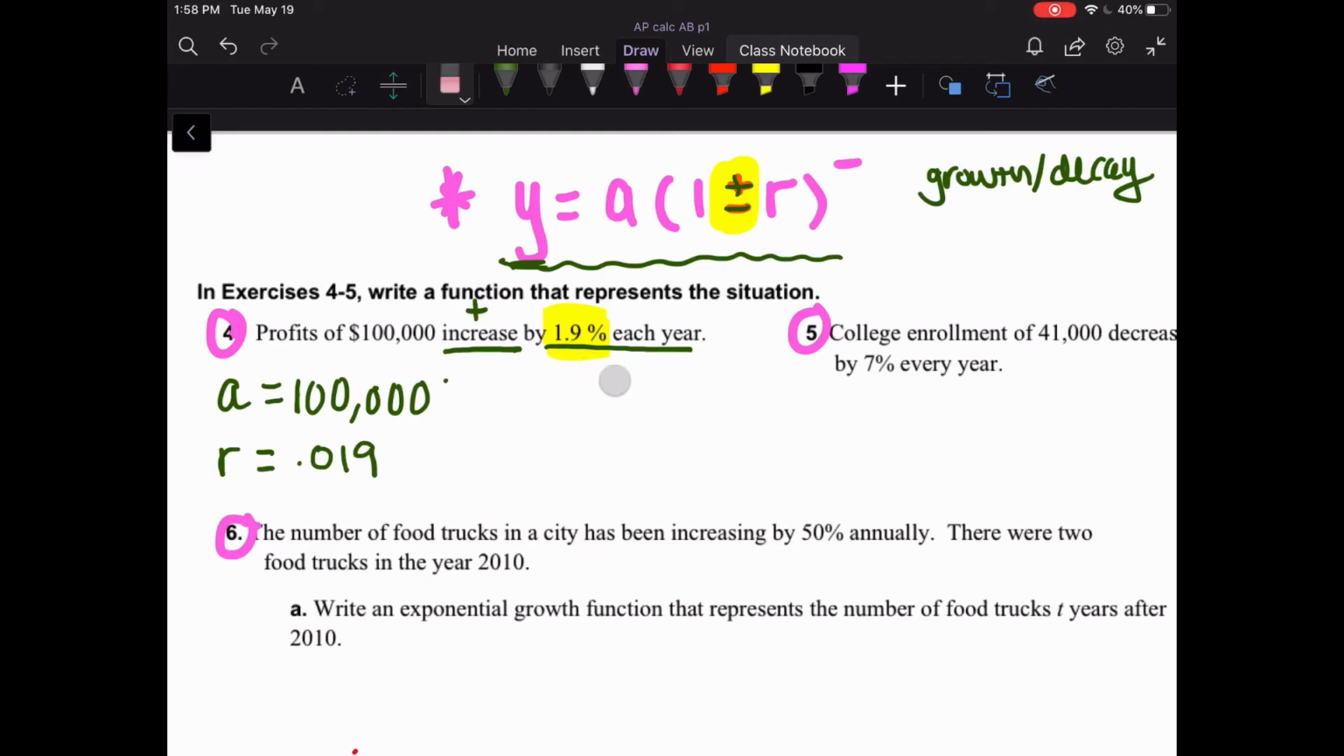And now let's create our formula. Y is equal to the initial amount, 100,000, times 1 plus the growth rate, 0.019, to the power of, that should say t. T would be the number of years you have your money in that account.